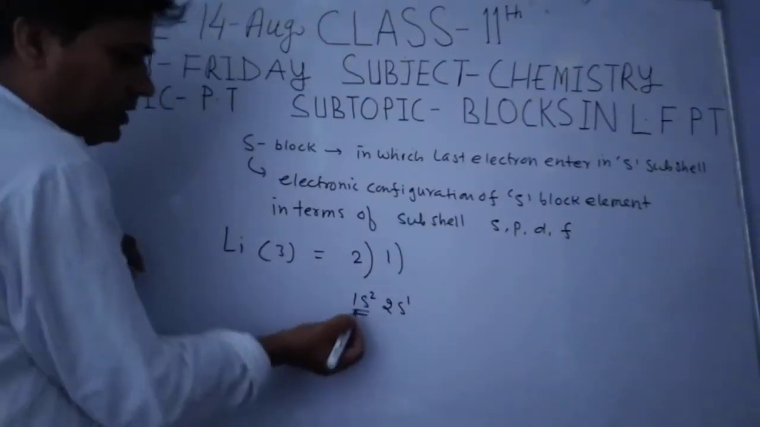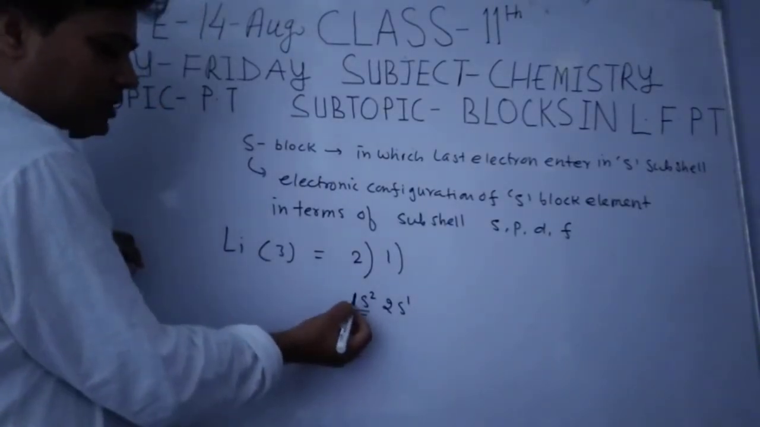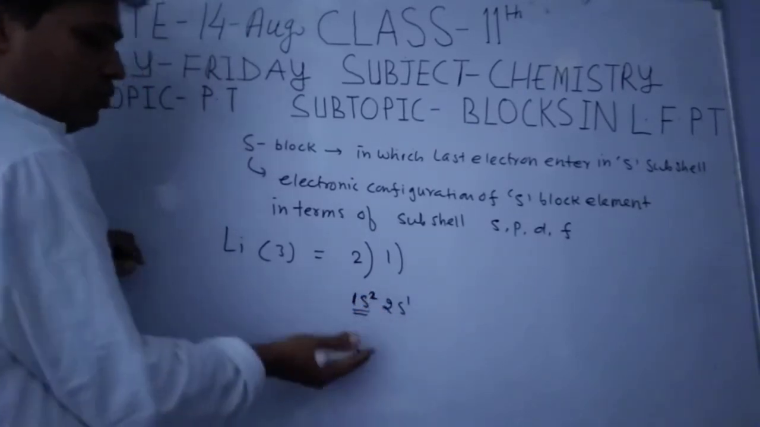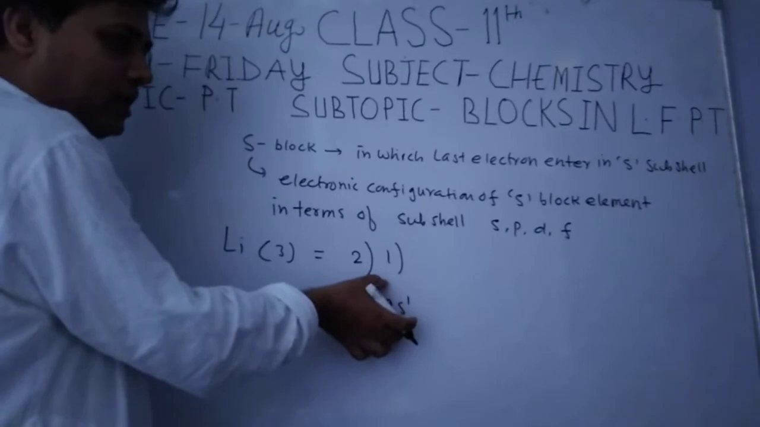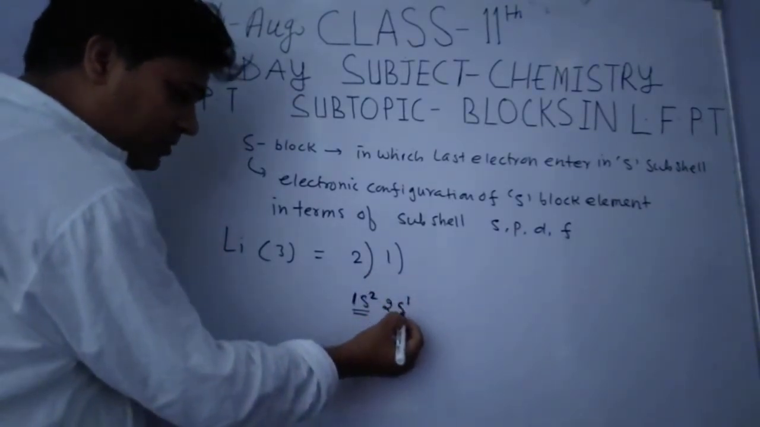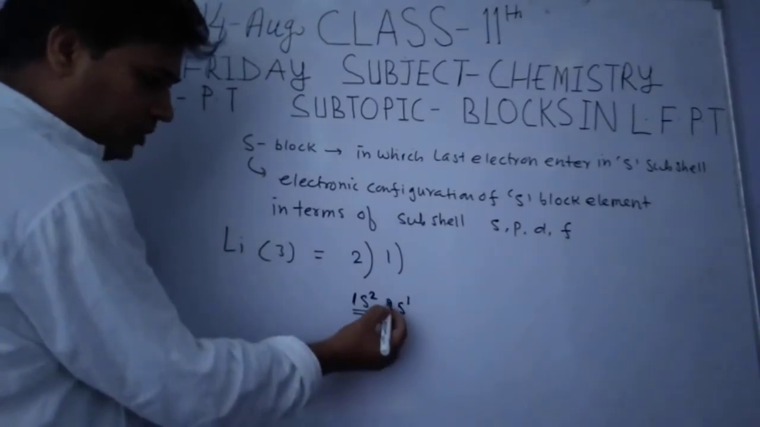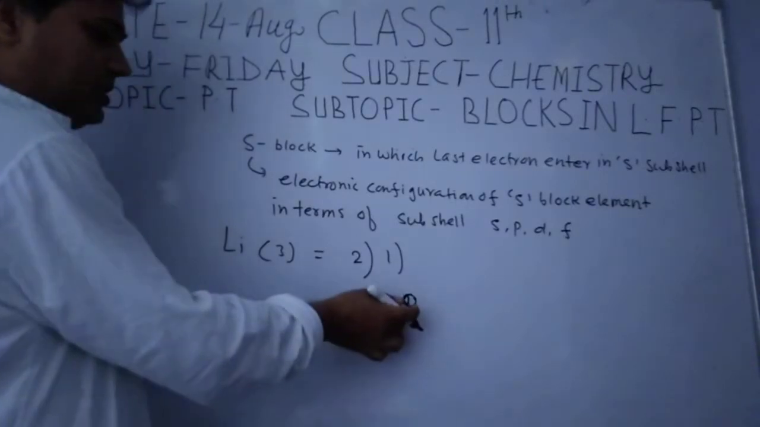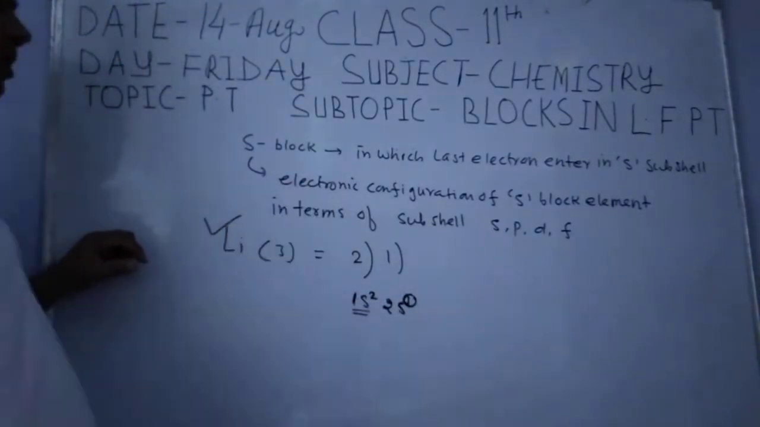Maximum number of electron in S subcell is 2. The first cell contain S subcell and number of electron is 2. So 1s2, and second cell contain 1 electron and second subcell is S. So it is written as 2s1. Last electron enter in S subcell, so it is S block element.